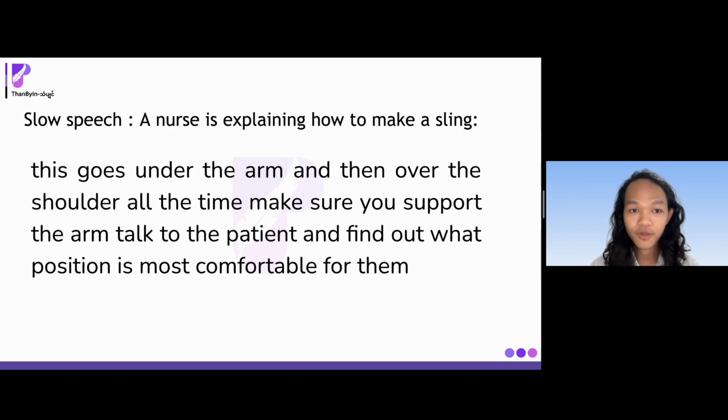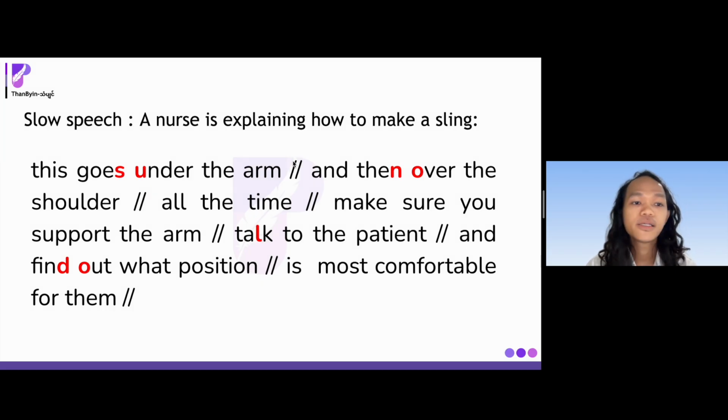Okay, I hope you got this. So we're going to check the answer together. Here is the likely answer, and we'll try to read the paragraph out loud together. You may repeat after me. First of all, this goes under the arm and then over the shoulder. All the time, make sure you support the arm. Talk to the patient and find out what position is most comfortable for them.